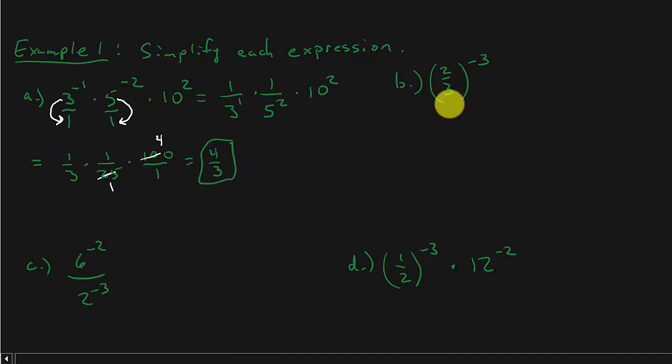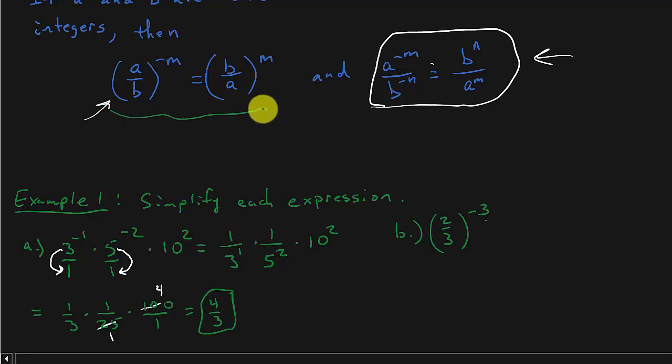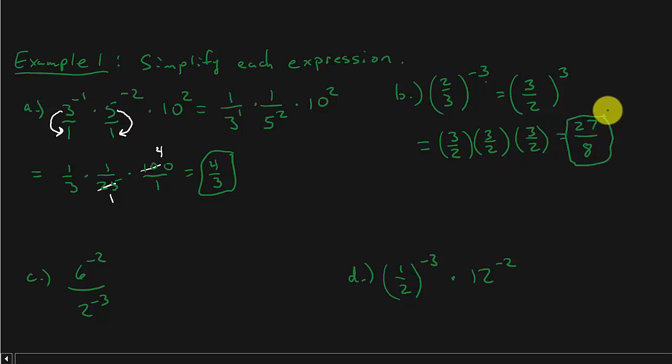Now on this one, I have a fraction inside the parentheses, and it's raised to a negative power. Now remember, I went over this one. So all we have to do is take the reciprocal of the fraction. And so that's going to be 3 over 2, and that's going to be to the positive 3. So this is going to give me what? 3/2 to the third. Well, that's just 3/2 times 3/2 times 3/2. And that's going to give me 3 times 3 times 3, that's 27. 2 times 2 times 2 is 8. So I get 27 over 8.